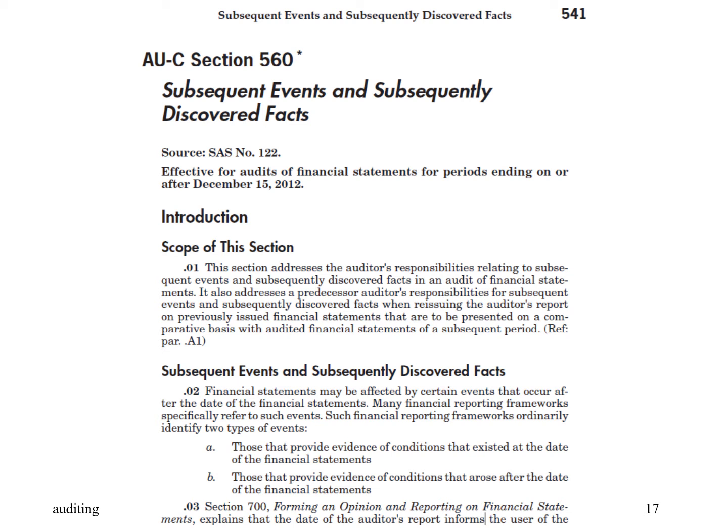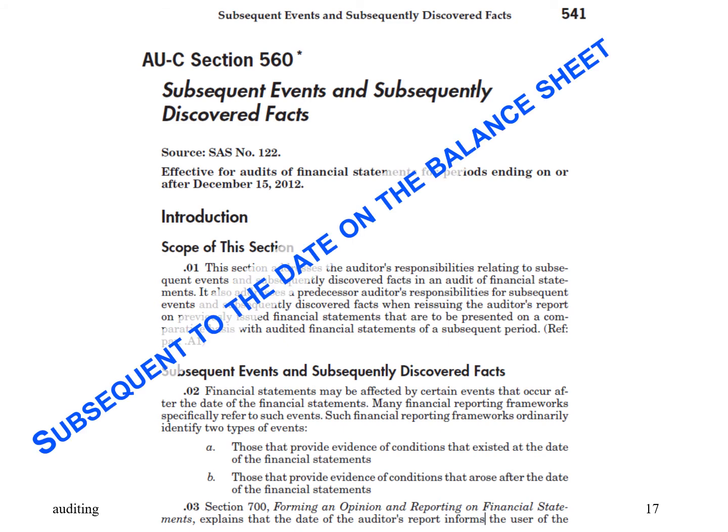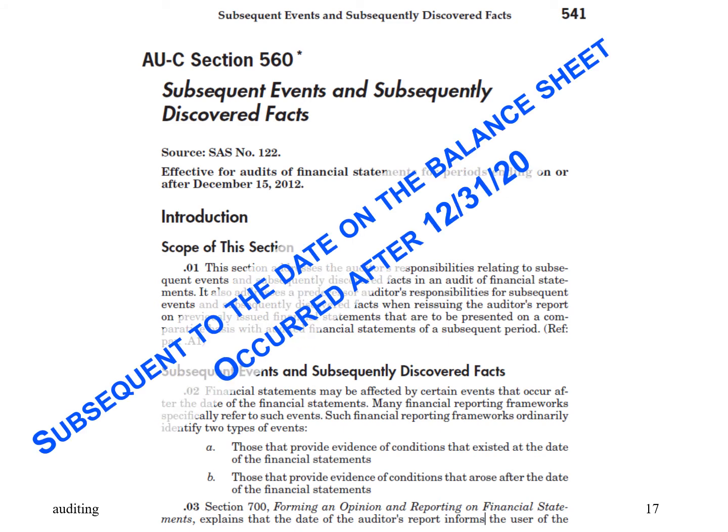Subsequent events. New topic, subsequent events, and this is something students struggle with. Subsequent to the date on the balance sheet. That means the event occurred after 12/31. Make sure you get that through your head. It becomes very clear when I grade the final that students don't think about what subsequent means. If it doesn't happen after 12/31, it is not a subsequent event.